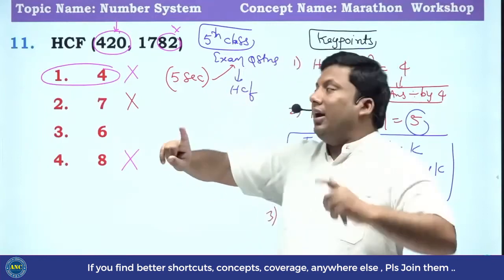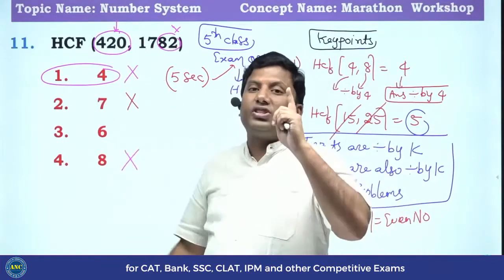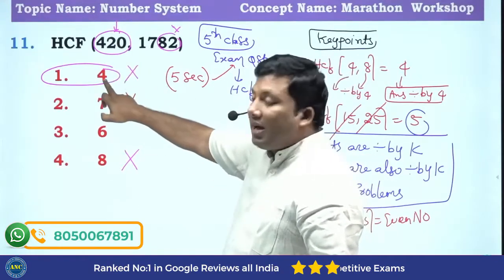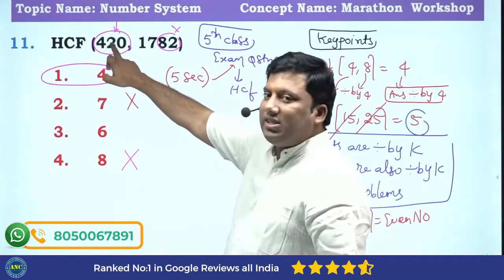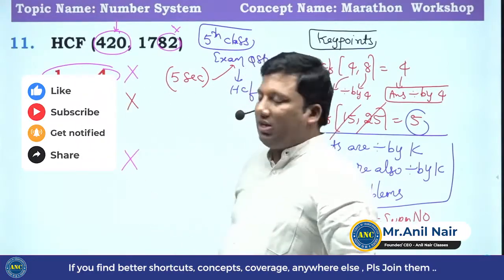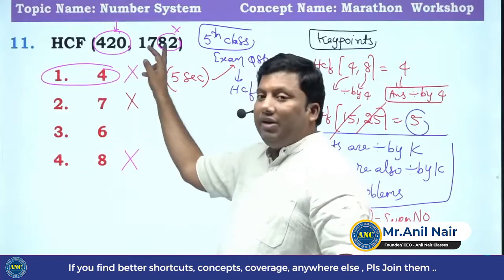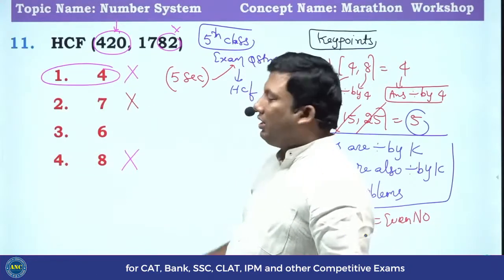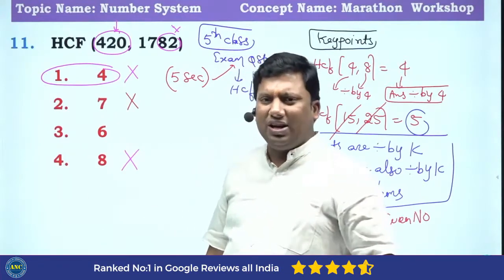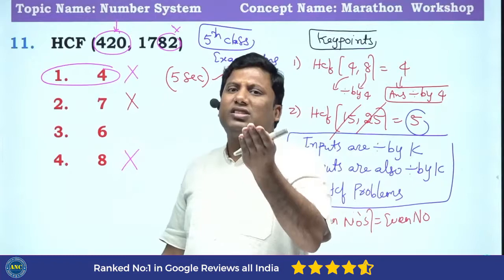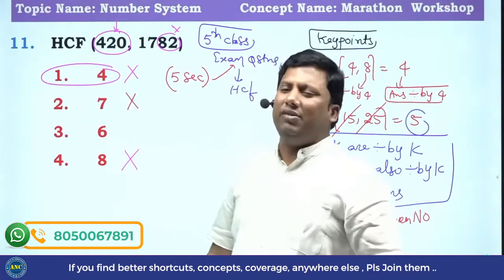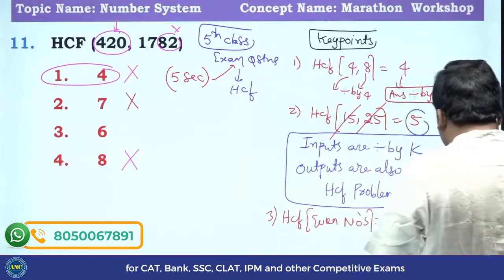Again, I am explaining. In HCF related problems, if all the inputs are divisible by k, the output should be divisible by k. If the answer is divisible by 4, this is divisible by 4. 82 is not divisible by 4. So 4 is out. HCF of 2 even numbers cannot be an odd number, out. If it is not divisible by 4, how can it be divisible by 8? If a number is divisible by 6, then it is divisible by 3. If it is not divisible by 3, how can it be divisible by 6? First option out.